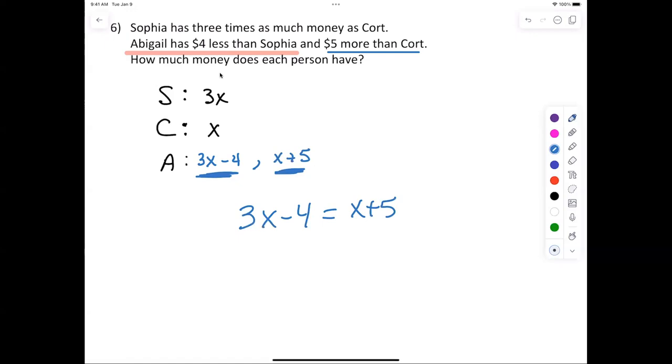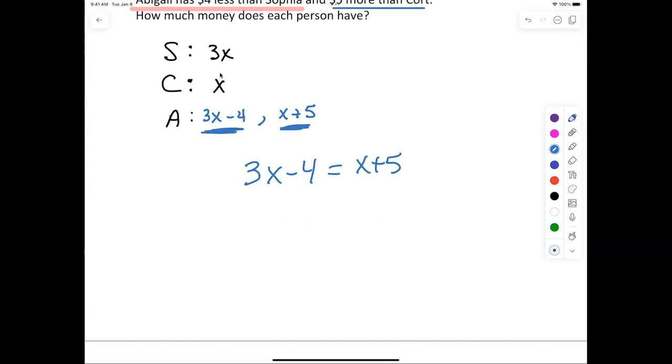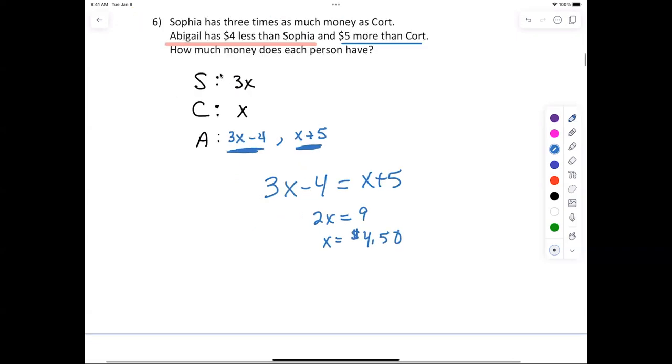All right. Now we just solve this real quick. Move the x, move the 4, so I end up with what? 2x is equal to 9, so x is equal to $4.50. All right, so Court would have $4.50. Does everybody agree with that? And then Sophia would have 3 times that, and 3 times 4.50 is, close, $13.50.